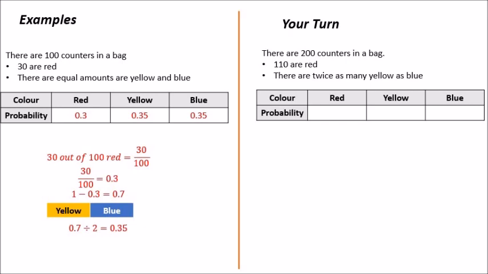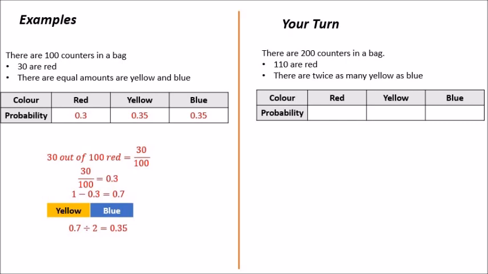So you can see there are 30 red counters out of the 100 counters in the bag, and there are yellow and blue counters in there as well. So if we have 30 out of 100 being red, that's 0.3 as a decimal, because probability can be written as fractions, decimals, or percentages. So if we have 0.3, then we know that the probability of all three events added together, because they're mutually exclusive, the probabilities of each one need to add up to 1.